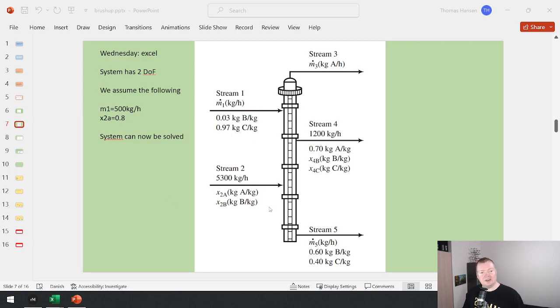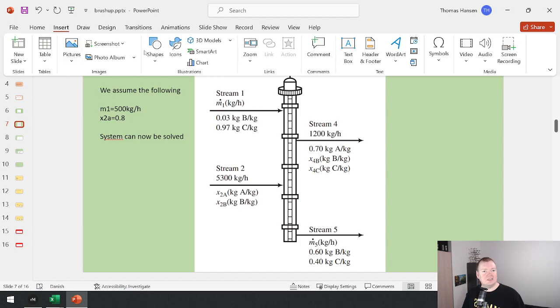In this case, we have 3 components, A, B, and C, and we have various information. In some of the streams we know the masses, in some of the streams we know something about compositions, and so on. Now, if you do a degree of freedom analysis of this one, we will actually end up with a problem. Let's see, can we draw something?